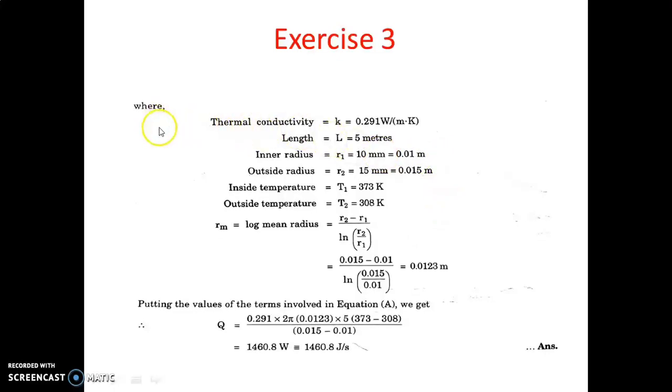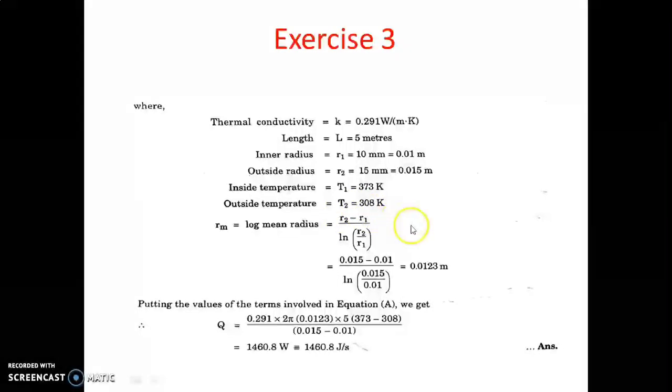So you have to put in all these values. That means K is equal to 0.291, length 5 meter, and from the diameter we can calculate the radius. Note that in the problem the diameter is given, so you have to divide that value by 2 to get the radius, and then convert the radius into meters. And the inside and outside temperatures are T1 is 373 and T2 is 308.